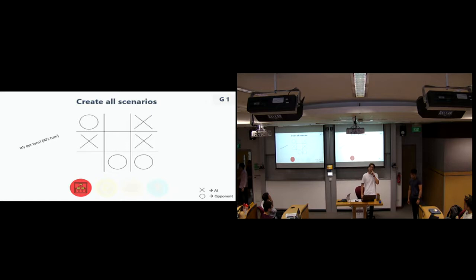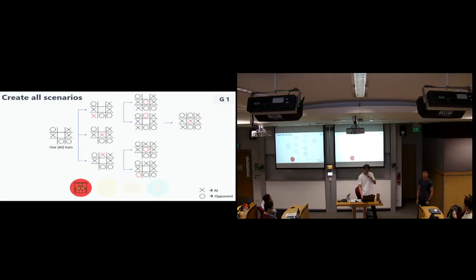This is an example of a tic-tac-toe game with 3 possible moves left. X will be the AI and the circle will be the human. It's currently the AI's turn. These are the possible moves that the AI and the human can make from the current state of the game.